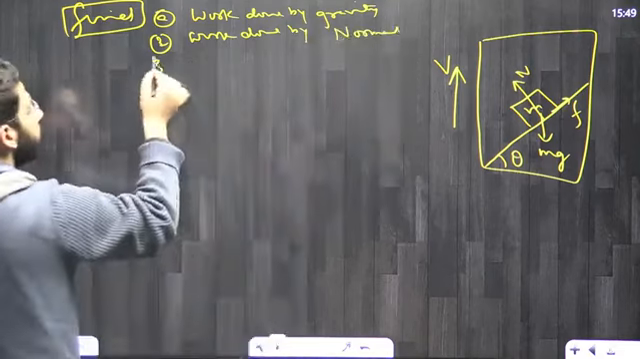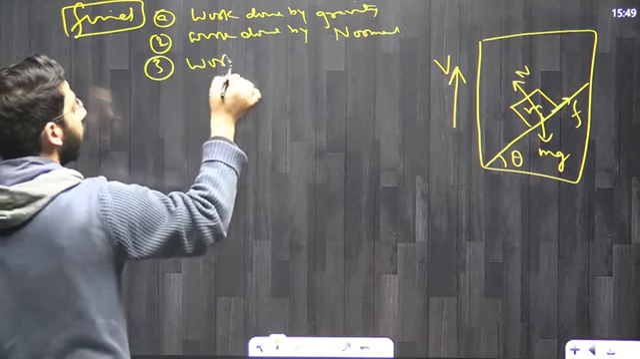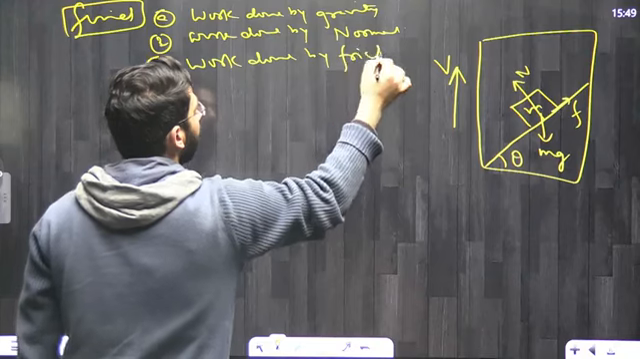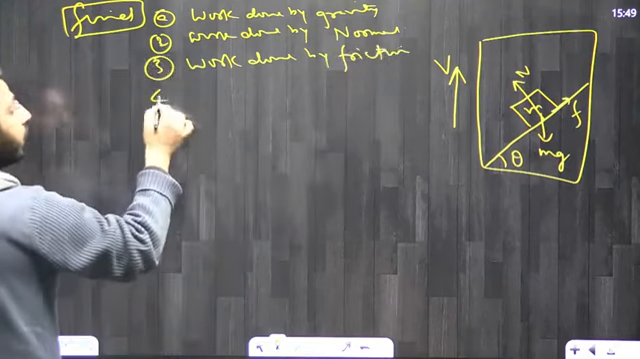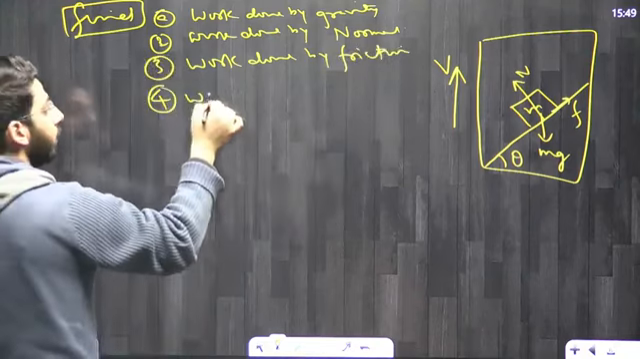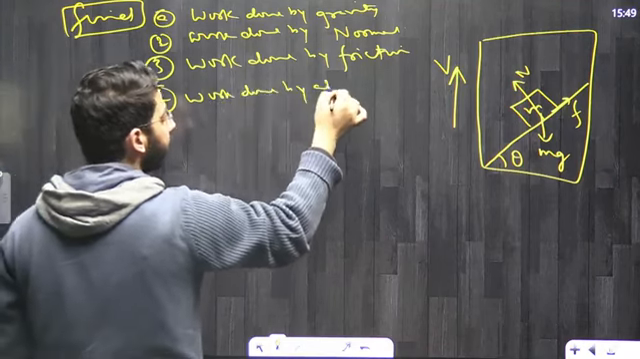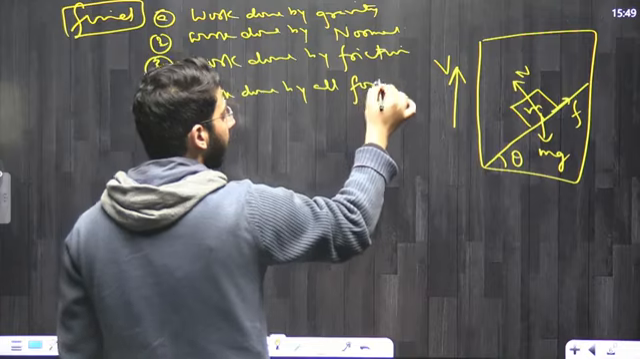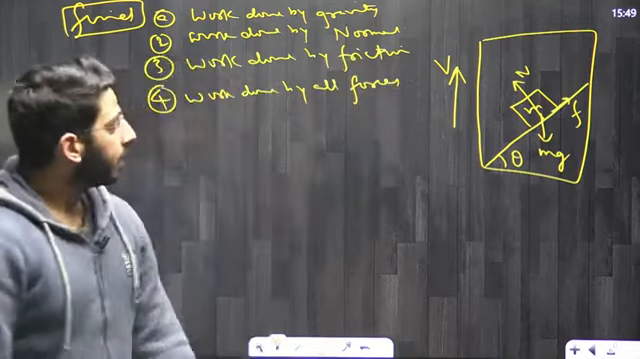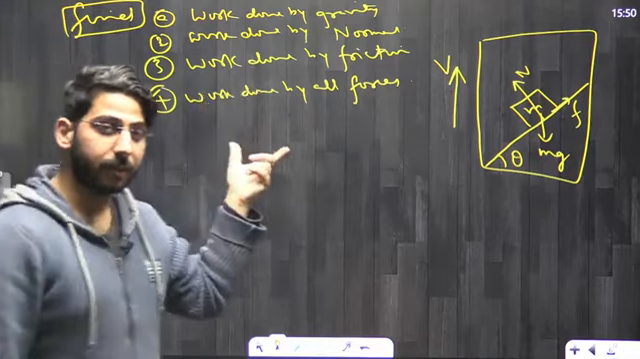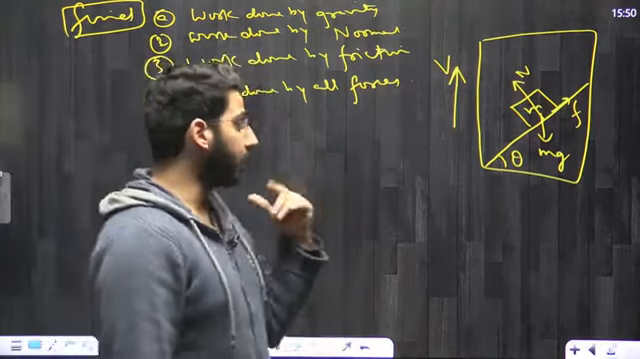And part 3 is work done, you have to find work done by friction. And part 4 is work done by all forces. That is the net work done. See, actually the part 4 of the problem is the connection between work and energy. That's the work energy theorem.